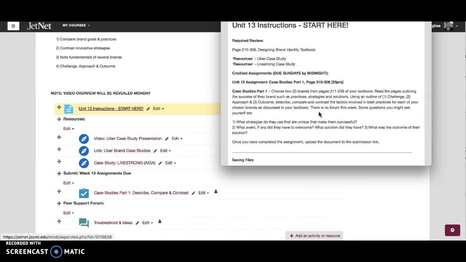There's no forum this week, but the questions you want to ask when you're doing your case studies for the two different brands you've chosen are: what strategies do they use that are unique, that make them successful? What event did they overcome? What solution do they have to that? And then what was the outcome of their solution?